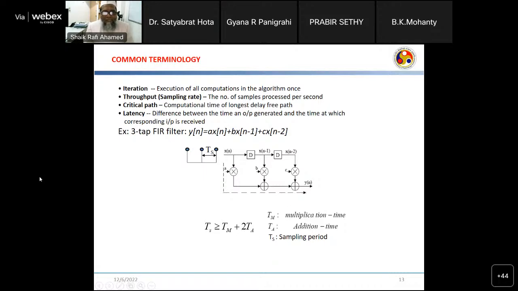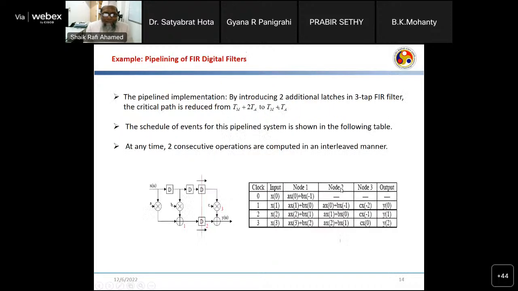Now, how do we increase the throughput or reduce the critical path of the system? For that, the first technique is called pipelining. In pipelining, we place latches along some cut set. For example, if I take this 3-tap FIR filter problem, these two latches are additional. So I am placing two latches, this latch and this latch. The remaining entire circuit is the same.